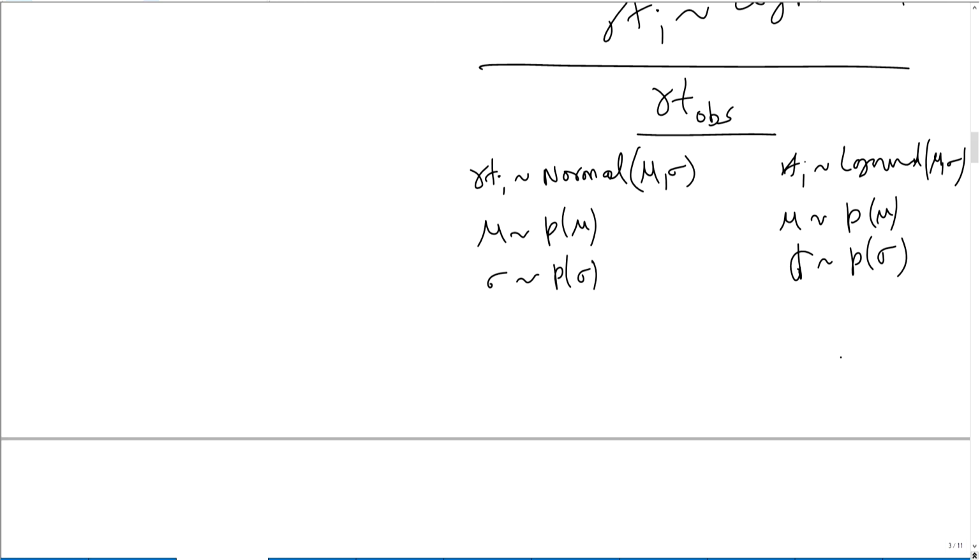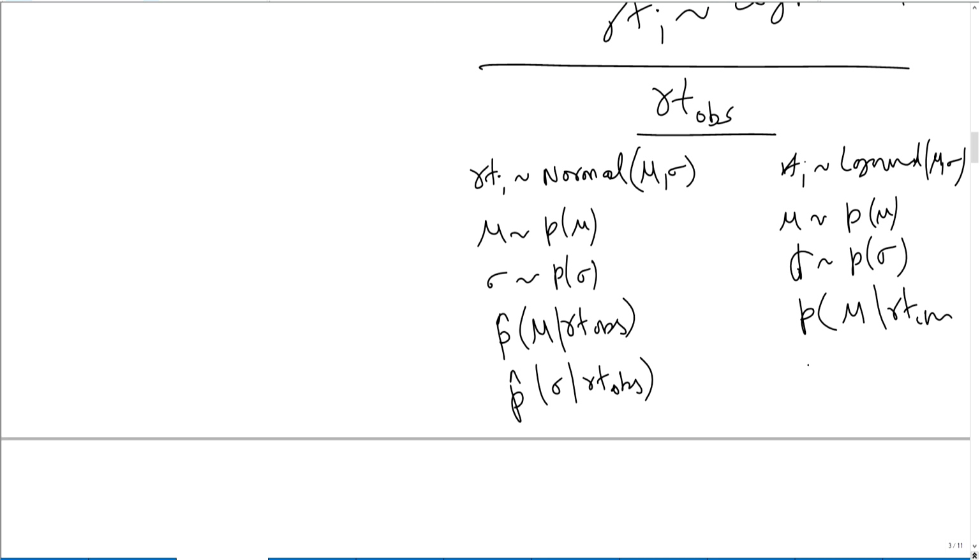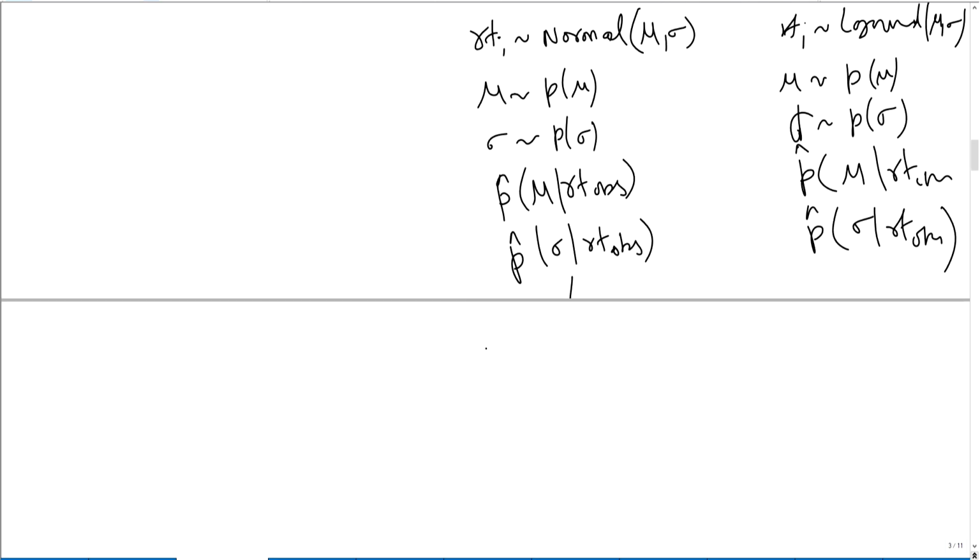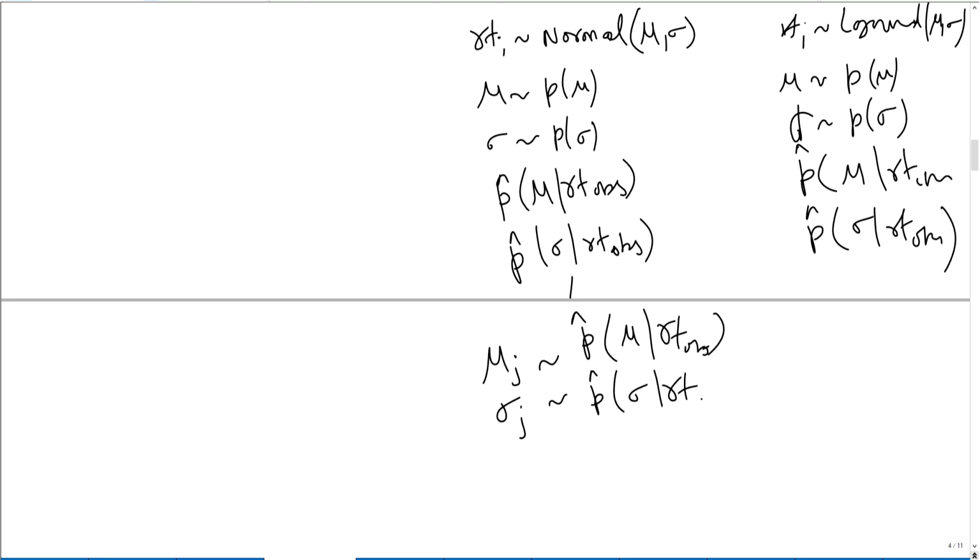Now you fit the model to this data RT obs in both cases. So when you fit the model, you will estimate mu given this data, and you would estimate sigma given this data. Here as well, you will estimate mu and sigma given this data, basically the posterior distribution of mu and sigma. Now, given these posterior distributions, you will draw samples of mu j and sigma j from their posterior distributions, in both cases.